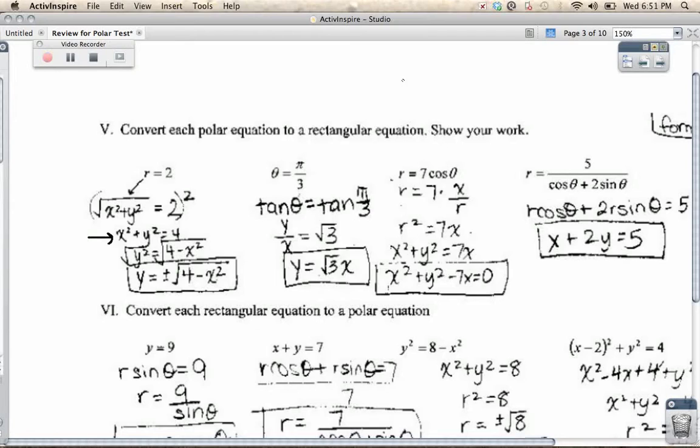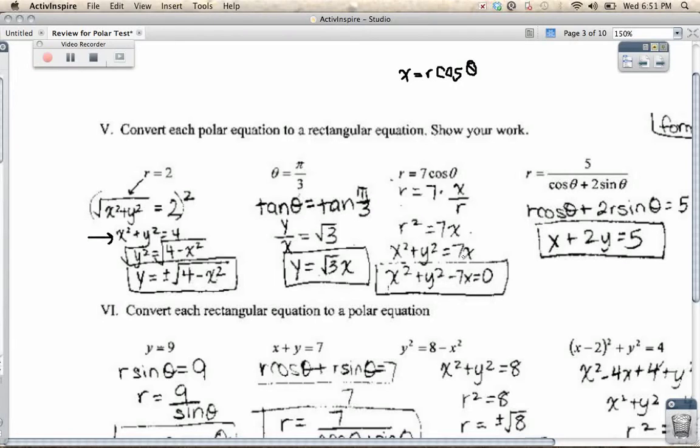For the next one, cosine of theta is equal to x over r. And that just comes from solving the equation x equals r times the cosine of theta. If I get cosine of theta by itself, I divide both sides by r, and I can say that cosine of theta is the same as x over r. So if I replace cosine of theta with x over r, I get 7x divided by r. If I multiply r on both sides, it gives me r squared. Then finally, I replace r squared with x squared plus y squared. That's an identity. So x squared plus y squared equals 7x.